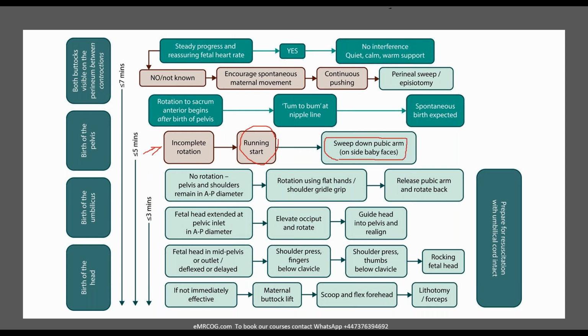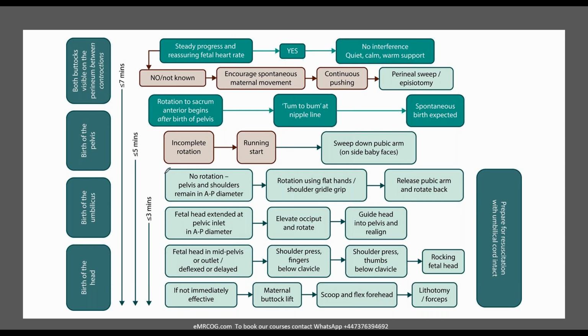So when you do the running start, then this will lead to a better diameter of the pelvis. So you can sweep the pubic arm of the baby, on both sides of the baby face, and deliver the arm. Is it clear so far? Clear so far, guys? So I can use the running start when I have incomplete rotation and then help sweeping the arm.